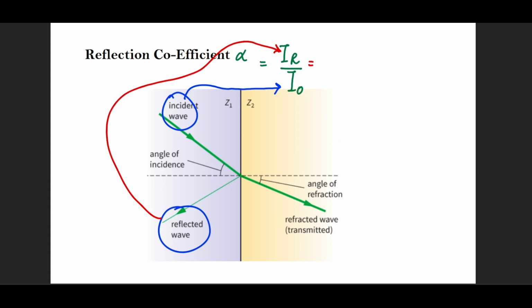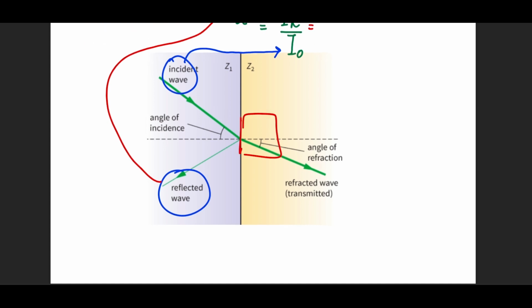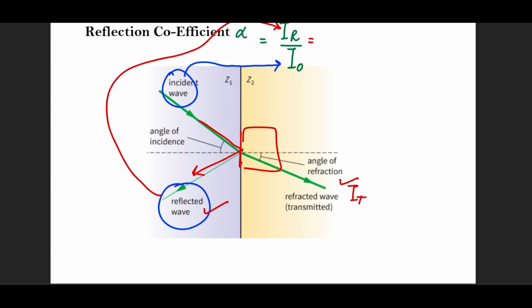But of course, reflection is also important. Why is it important? Because what if this was the organ that I was looking for, right? I want the sound wave to reflect back and come to me so that I can detect it and represent it on the screen. So reflection is also important. Transmission is also important. So in my lecture, I will label this transmitted wave as IT, reflected wave as IR, and incident wave as I naught.